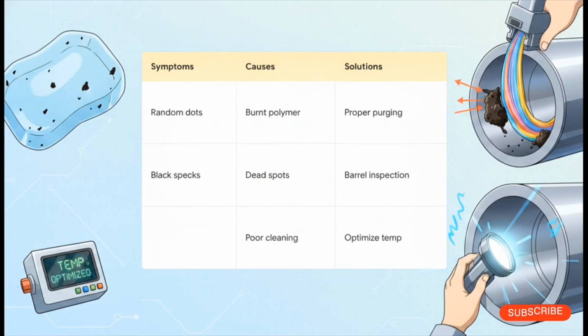Moving right along to problem 2, black specks. You're holding your beautifully molded parts and bam, there are these random, ugly black dots. It is incredibly tempting to just blame the raw material here. But honestly, often it's burnt polymer hanging out in barrel dead spots or simply poor machine cleaning between runs. To actually solve this, you need aggressive, proper purging protocols, regular physical barrel inspections, and strict temperature optimization so you aren't just scorching your polymers right out of the gate.